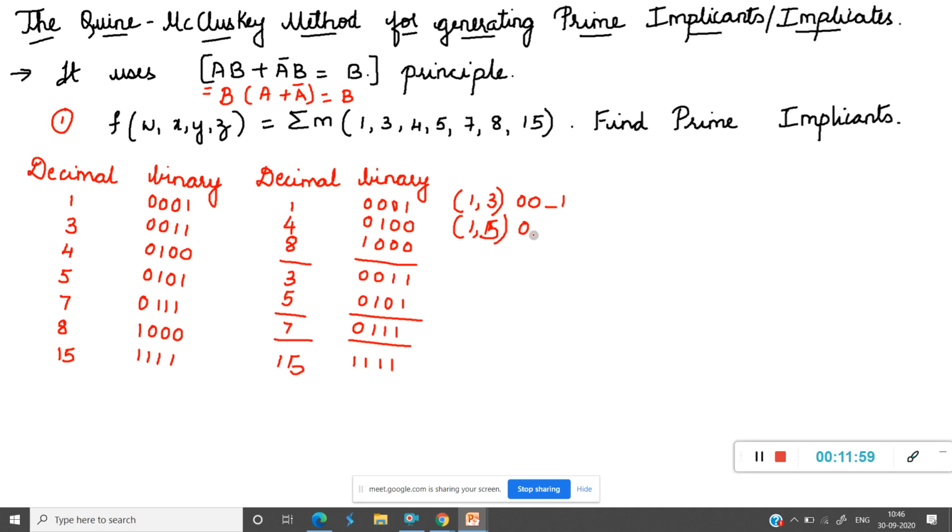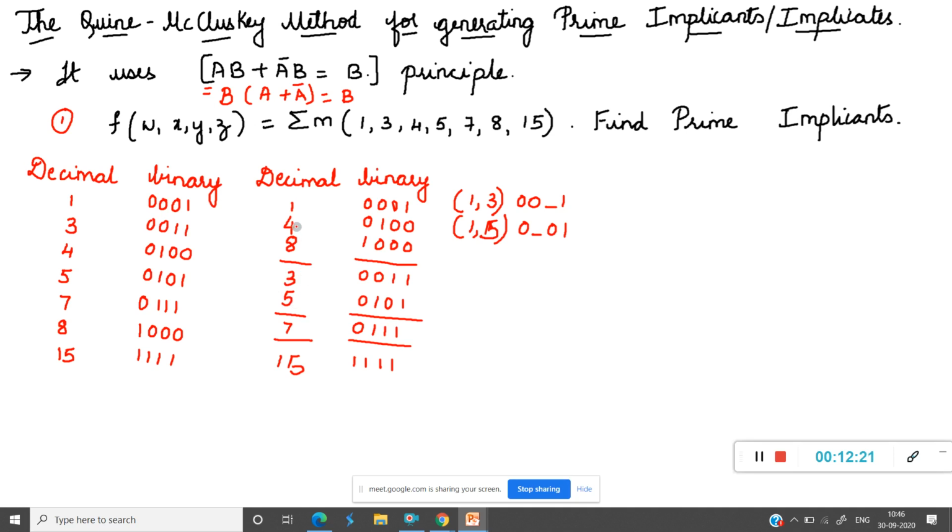So it is 0 dash 0 1, because second bit difference is there. See here, this is 0, here it is 1. So 1 is compared with 5 with 0 dash 0 1. Next is, okay, 3 and 5 both are compared with 1.